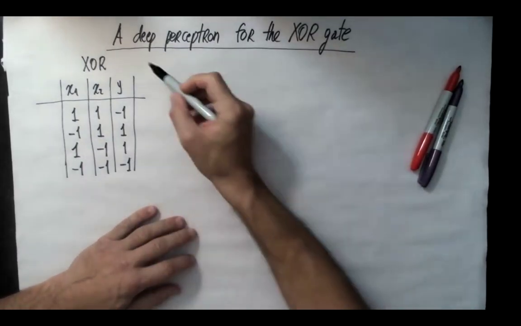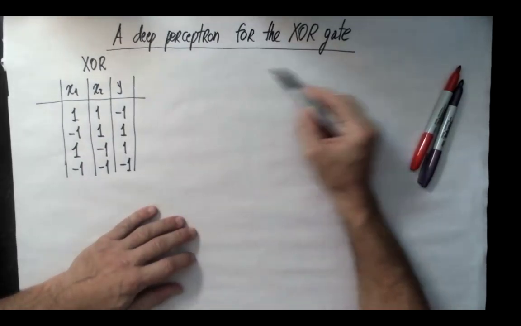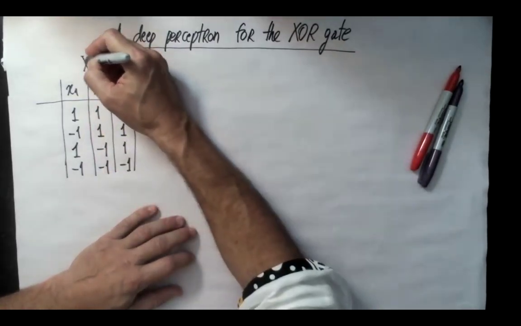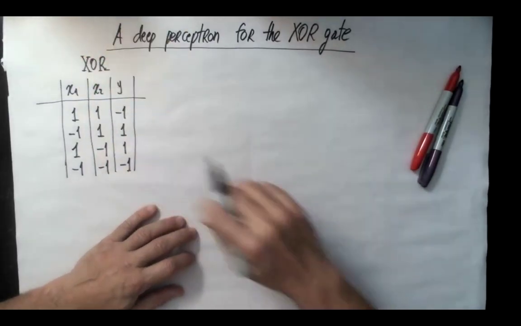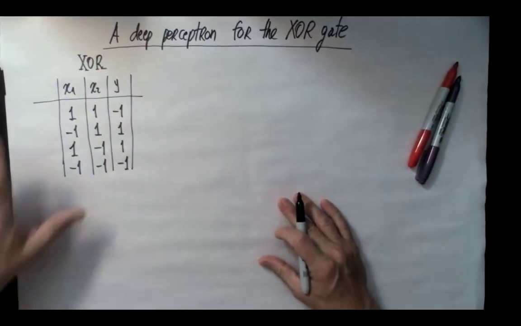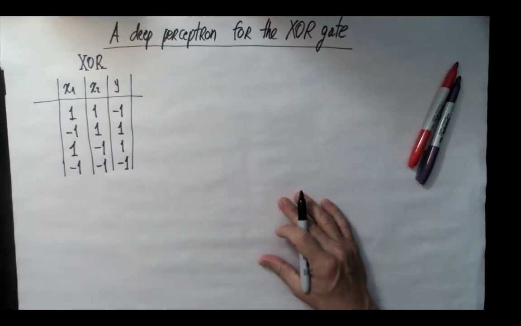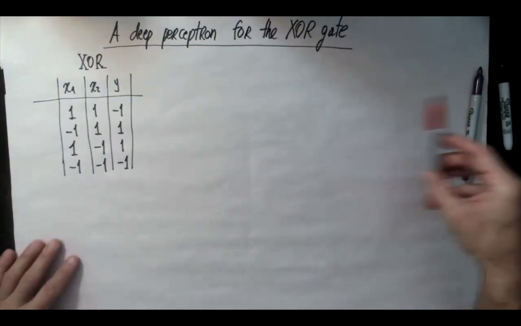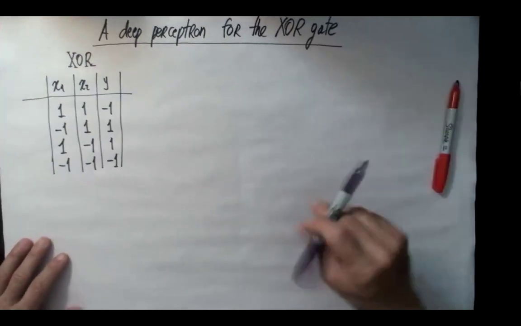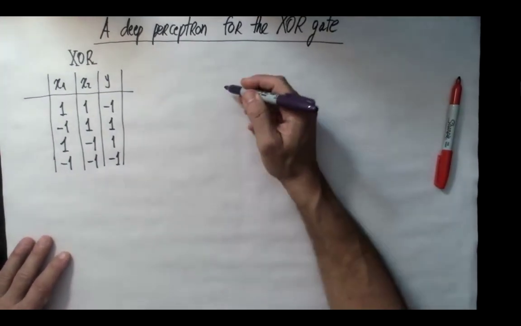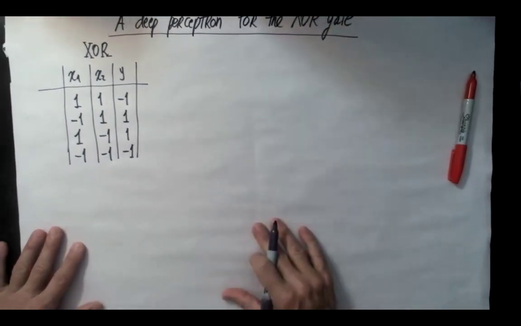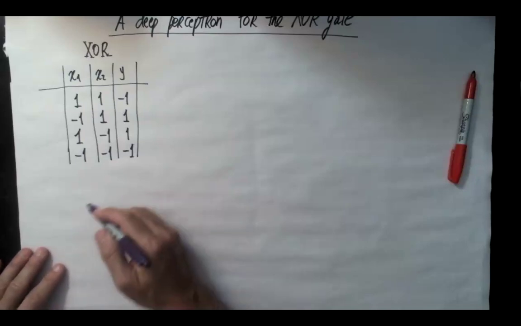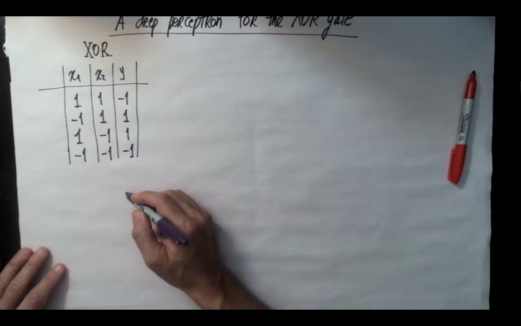Let's try to define a deep perceptron to model the XOR gate, and we're going to do it first in a very simple way. So this is basically the truth table of the XOR. I'm going to show you now that the XOR gate can be modeled with a combination of different Boolean gates.